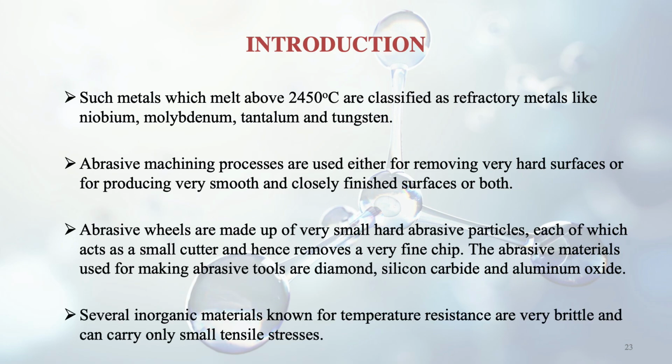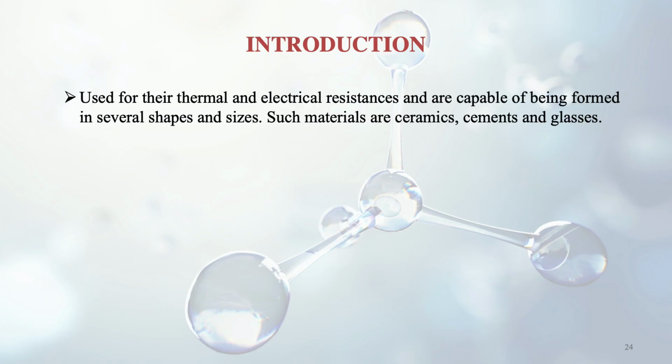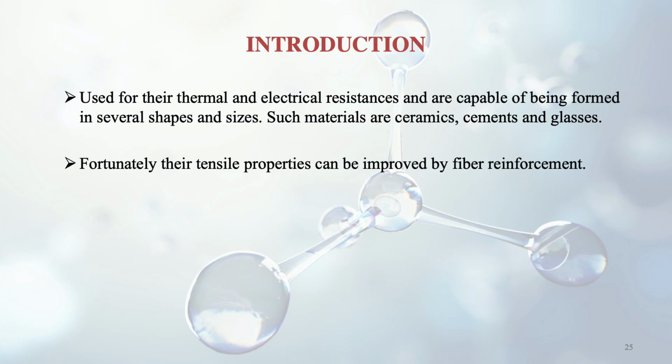Several inorganic materials known for temperature resistance are actually very brittle and can carry only small tensile stresses. So they are not of very great strength in the sense of tensile strength, and these inorganic materials are not very useful for high temperatures, but they are used for their thermal and electrical resistances, and they can be formed in several shapes and sizes. Examples of such materials are ceramics, cements and glasses. And how do we enhance their tensile properties? By fiber reinforcement.